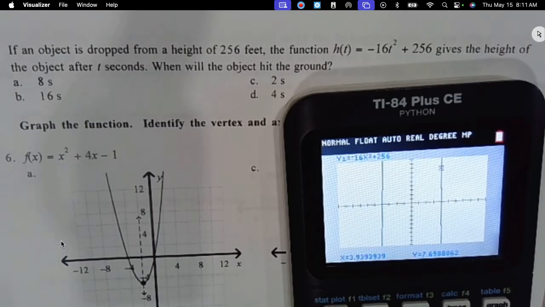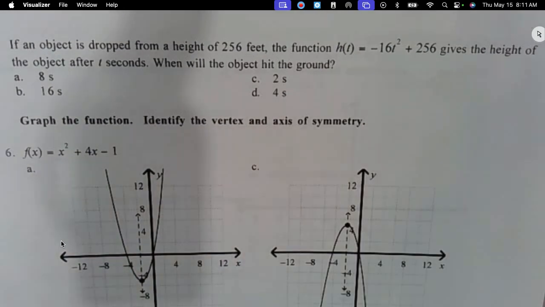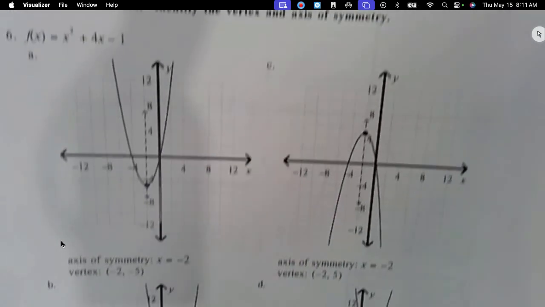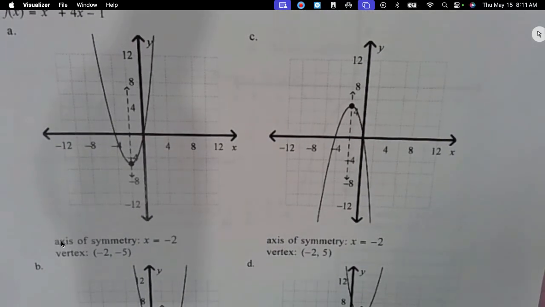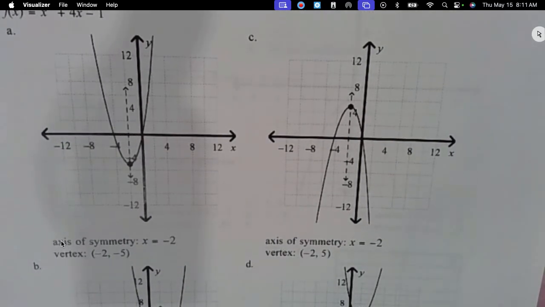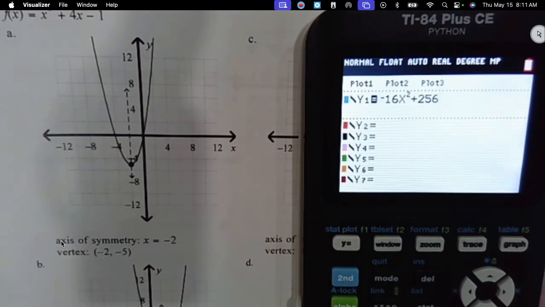No. Number 6. Okay, this one's great. It says graph it. What are you going to do? If you don't have a calculator, you're going to borrow one from somebody. I think the best thing to do is just plug it in here in y equals and pick which one matches. So y equals x squared plus 4x minus 1.